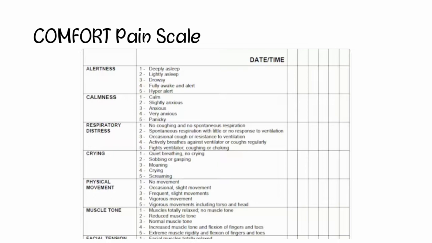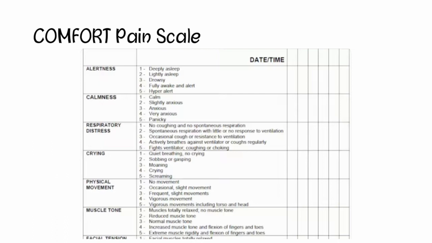So first of all, we have alertness, and here 1 means deep sleep, 2 for light sleep, 3 for drowsiness, 4 for alertness, and 5 for high alertness. Then we have calmness, and here 1 for complete calmness, and the higher ratings for increased anxiety and agitation. Then we have respiratory distress, and it shows how much your breathing indicates the pain, with the higher ratings for agitated breathing. Then the crying, so 1 for no crying, higher scores for moaning, sobbing, and screaming.